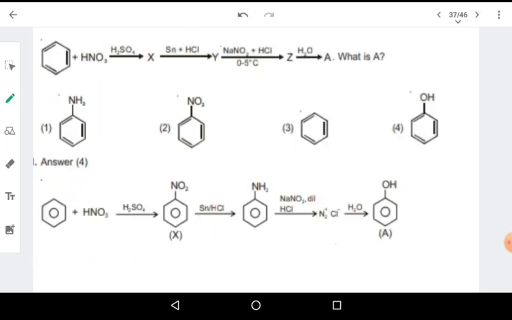Let us now talk about the next question. Here, the product A is asked. So in the first step, what is happening? Nitration of benzene is carried out. So we get nitrobenzene. Treated with Sn plus HCl, we get aniline. We will study this reaction later. And next we have to carry out diazotization. We get benzene diazonium chloride, and that is treated with H2O, we get phenol.